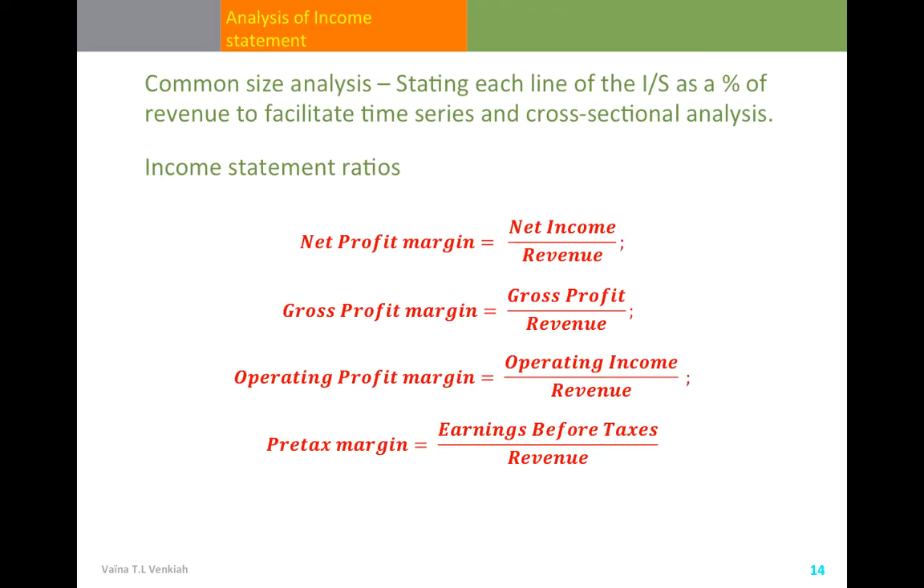And then how do we analyze an income statement? Usually you have a common size analysis. You state each line of the income statement as a percentage of revenue to facilitate time series and cross-sectional analysis. You have income statement ratios, for example, net profit margin, which is net income over revenue; gross profit margin, which is gross profit over revenue; operating profit margin, operating income over revenue; and the pre-tax margin, earnings before taxes over revenue.